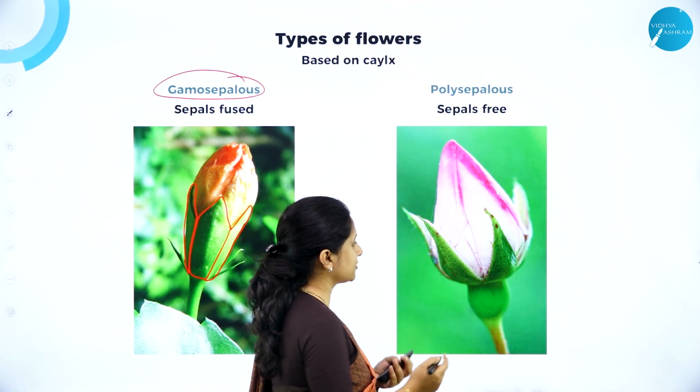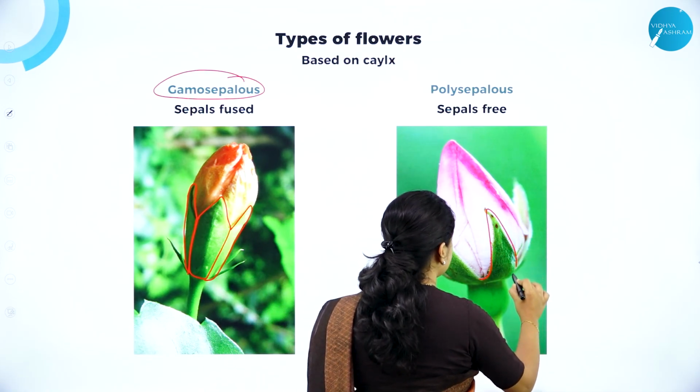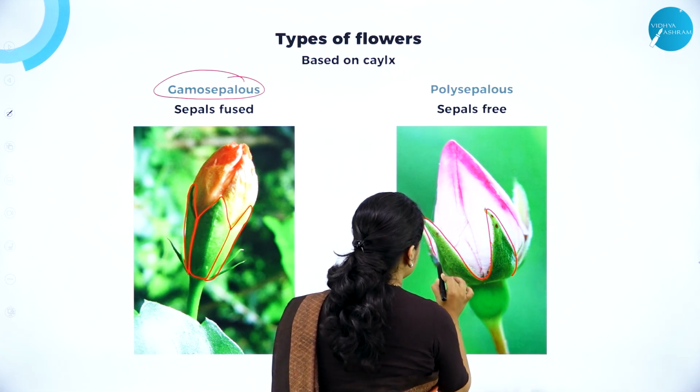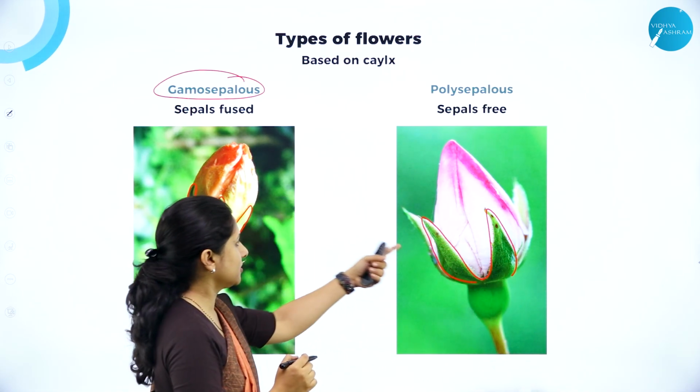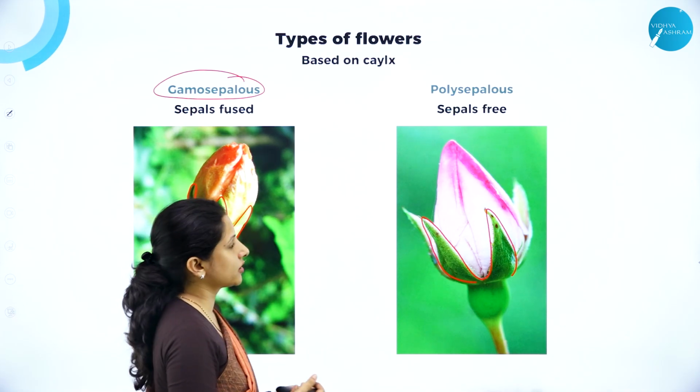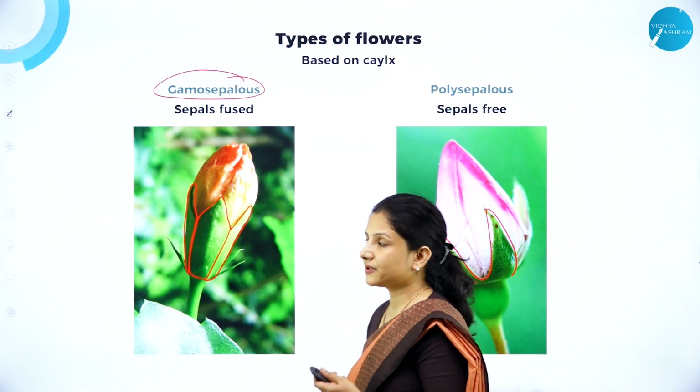In this particular case, rose, can you see here, it is completely free. They are not fused to one another. You can see the difference here itself. They are not fused to one another. Therefore, it is polysepalous, meaning the sepals are free.